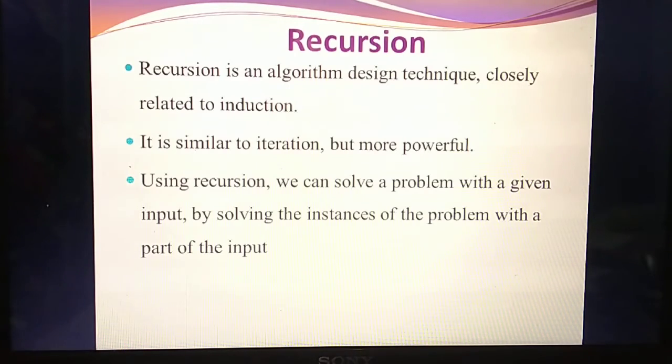But what is the thing in recursion? If you are given some input to the problem, you take some part of the input for solving the problem, but in the end you get the solution for the full problem. You take part of the input from the problem, but you get the solution to the original problem. That we call recursion.